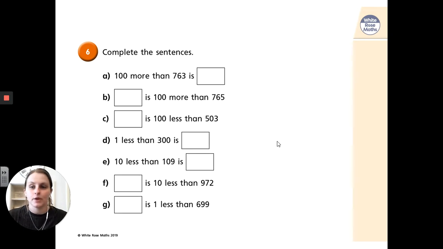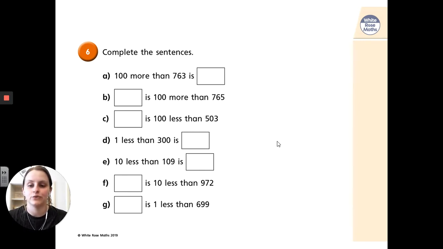Number 6. Complete the sentences. So 100 more than 763 is something. Something is 100 more than 765. So what is 100 more than 765? What is 100 less than 503? What is 1 less than 300? Now think carefully about this. Think about our number line. What is 1 less than 300?